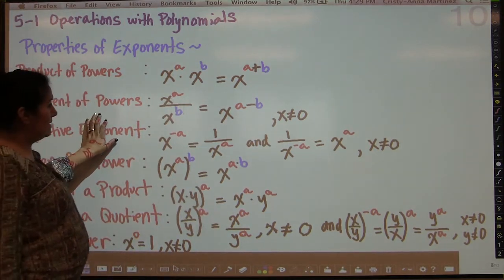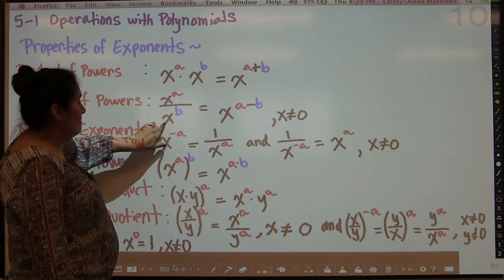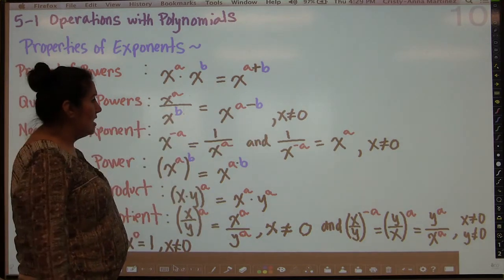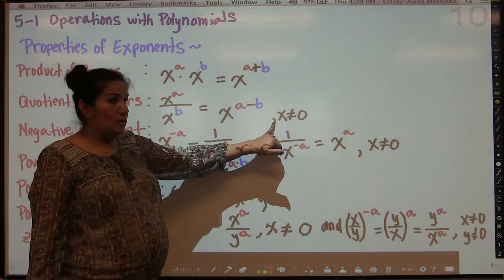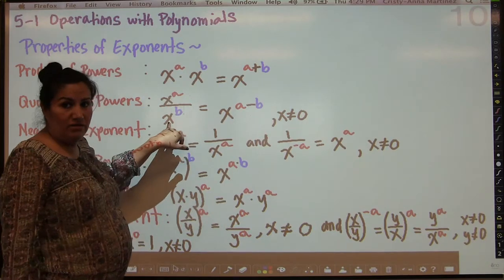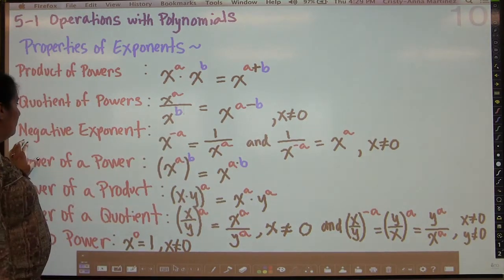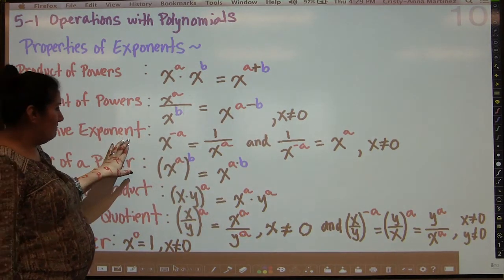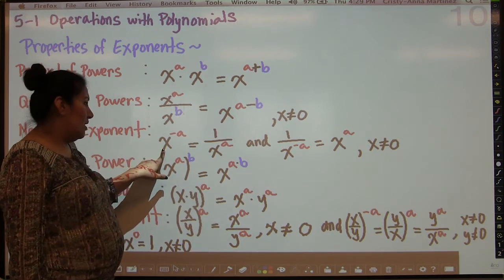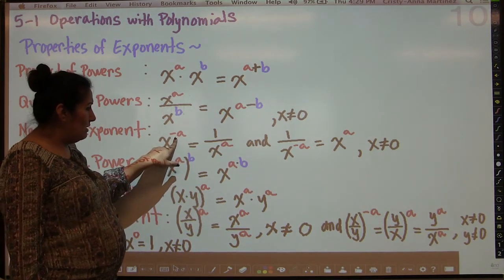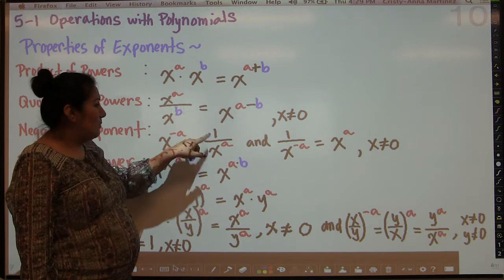Quotient of powers says that if you are dividing the same base, then you subtract the exponents. Of course, that's provided that x is not equal to 0, because you can't have 0 on the bottom of a fraction. You have the negative exponent, which sometimes gets confusing, but if you have x to the negative a power, then you can make it a positive power by reciprocating it.